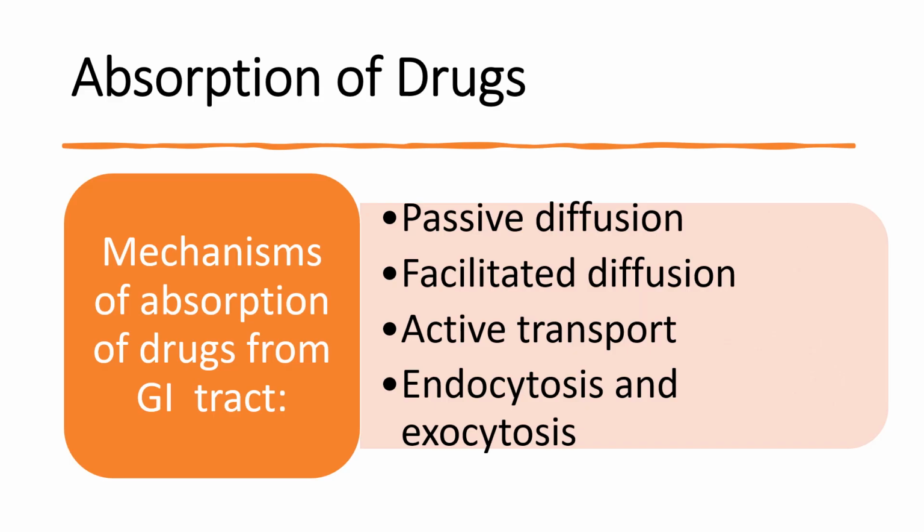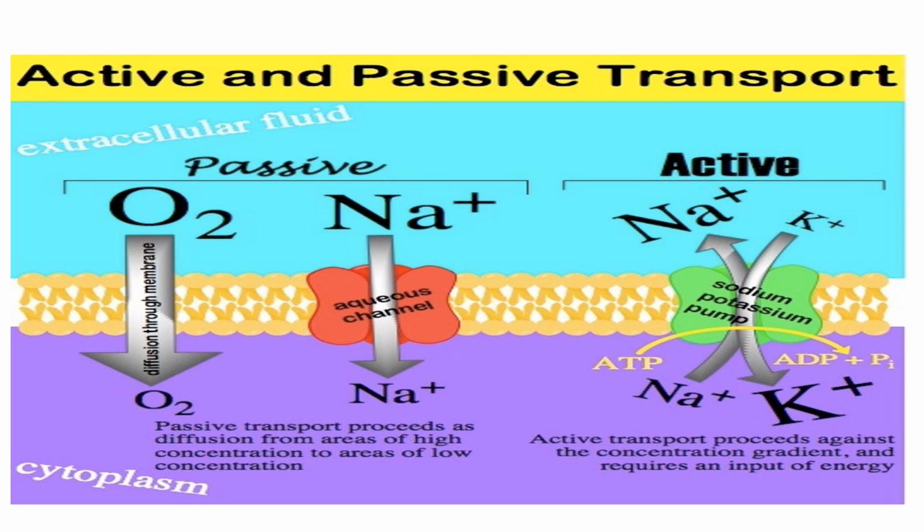Once the drug is absorbed at the administration site, it has to enter the plasma. If it is injected through blood, that is IV, it directly enters the plasma, while if it is taken orally, then the mechanisms of absorption of drug from the GI tract include passive diffusion, facilitated diffusion, active transport, endocytosis and exocytosis. In this slide, active and passive transport are shown.